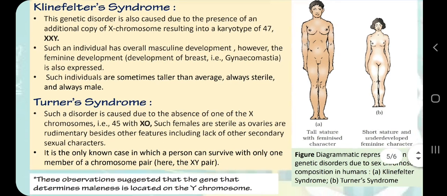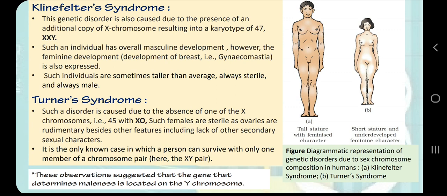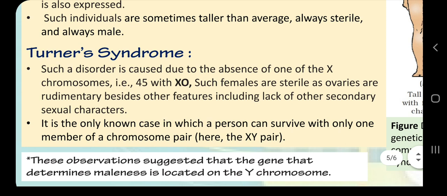Now, taking the example of Turner syndrome. What is Turner syndrome? Such a disorder is caused due to the absence of one X chromosome, that is 45 number of total chromosomes, and this condition is termed as XO. Such females are sterile as ovaries are rudimentary, besides other features including lack of other secondary sexual characters. So these are abnormal females, as you can see in the diagram also. Now, it is the only known case in which a person can survive with only one member of the XY pair. Or you can also remember that XO were males in case of grasshopper also.